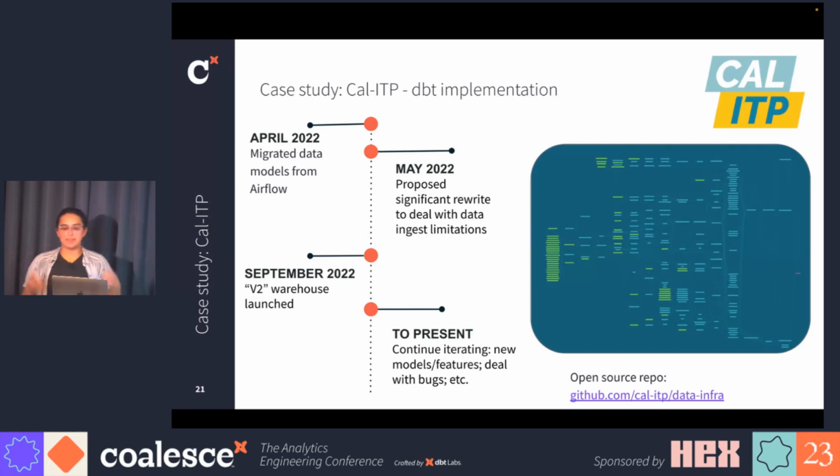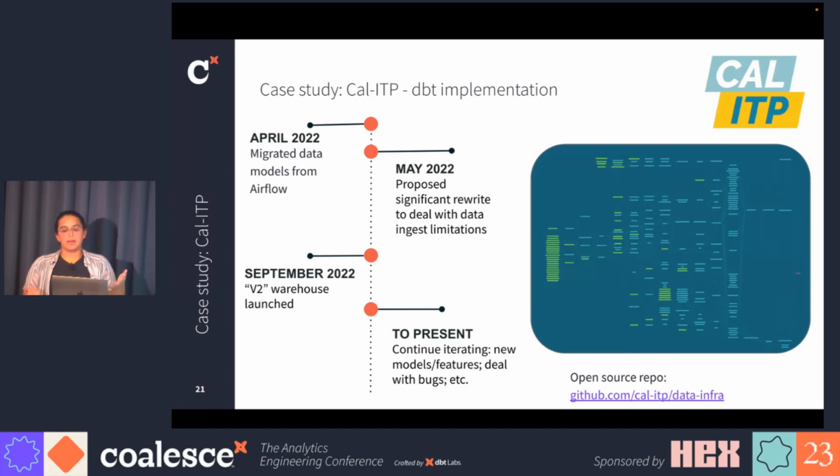We then proposed a very significant rewrite because of limitations in our existing data ingest process. And one of the people on our team, Michael Chow, presented at Coalesce last year. He had a presentation, I think it was the reluctant analytics engineer, talking about some of the challenges with Airflow and some of this migration. So plug for that, I guess.